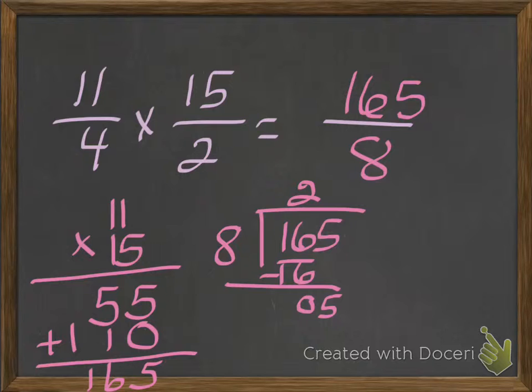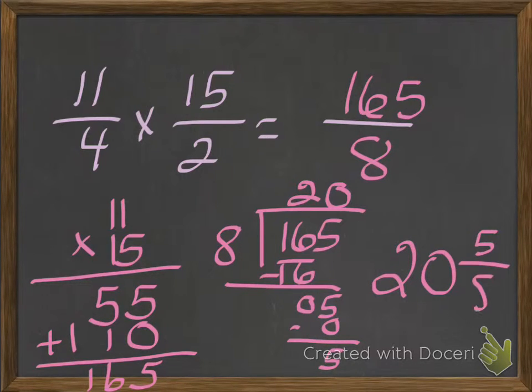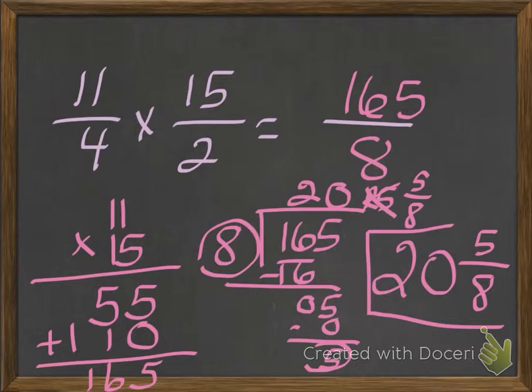5 can be divided by 8 0 times. 0 times 8 is 0. Subtract that. I'm going to get 5 as my remainder, but I'm going to put it over my denominator. So I've got 20 and 5/8. So that remainder of 5, remember we don't write it with an R anymore. We put that 5 over the denominator 8. Okay, so we get 20 and 5/8 is our final answer.